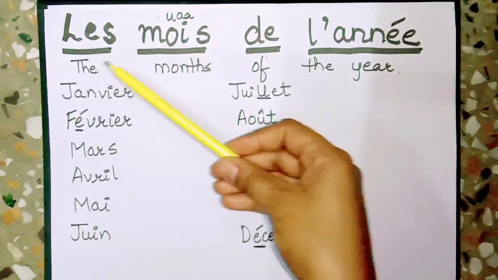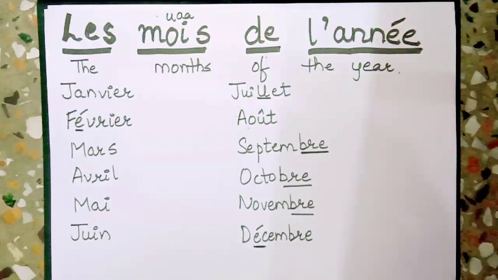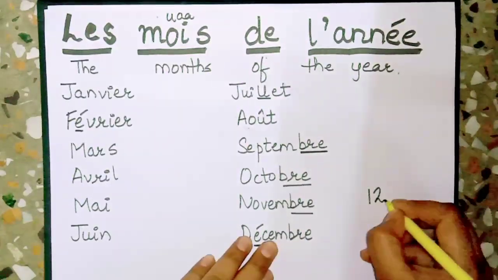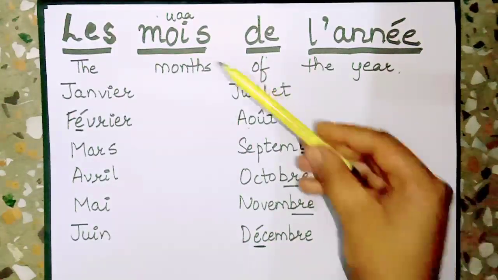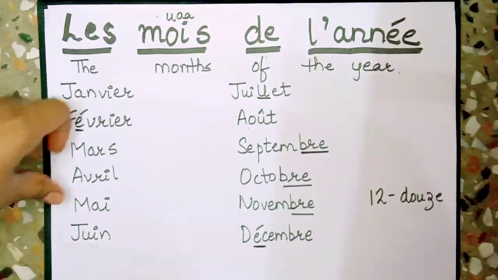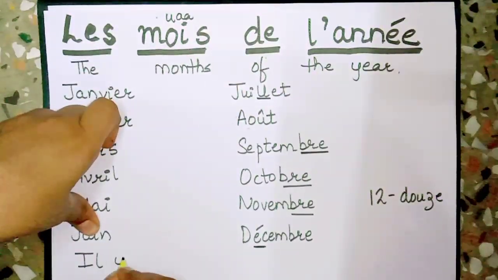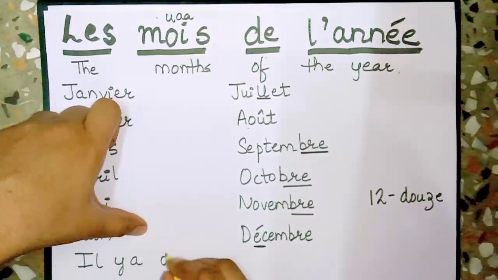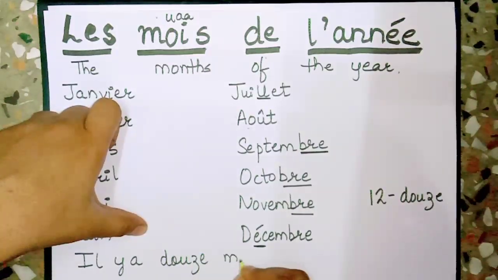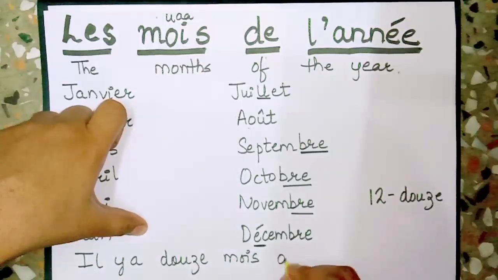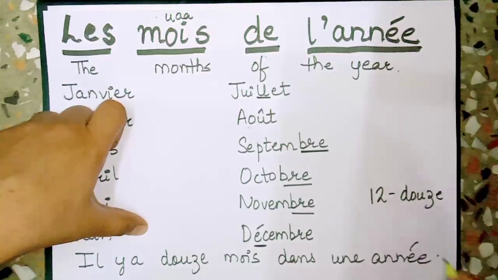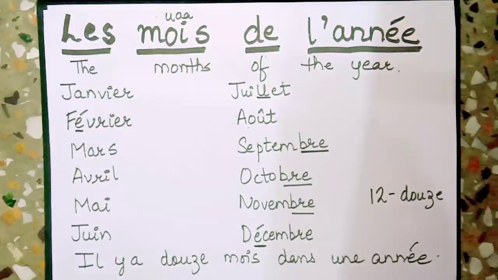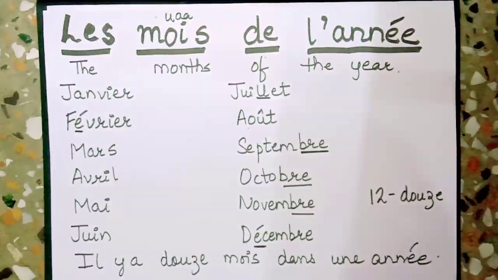Okay, so these are les mois de l'année. And there are how many months in a year? So there are 12. Il y a 12 mois dans une année. So there are 12 months in a year. So il y a 12 mois dans une année. Okay. So now what we'll do?